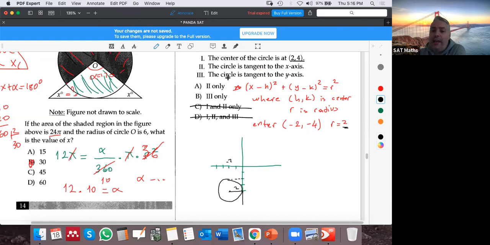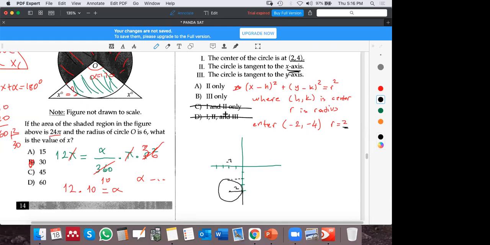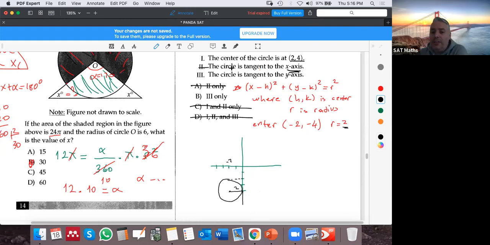So let's check A. The circle is tangent to the x-axis. So what do you think? Is this tangent to the x-axis or y-axis? Y-axis. So this is wrong. That means where you have 2, it is wrong. So the answer must be B. But let's check. What is B? The circle is tangent to the y-axis. Yes, that's it. This is the y-axis. Tangent. Finished.